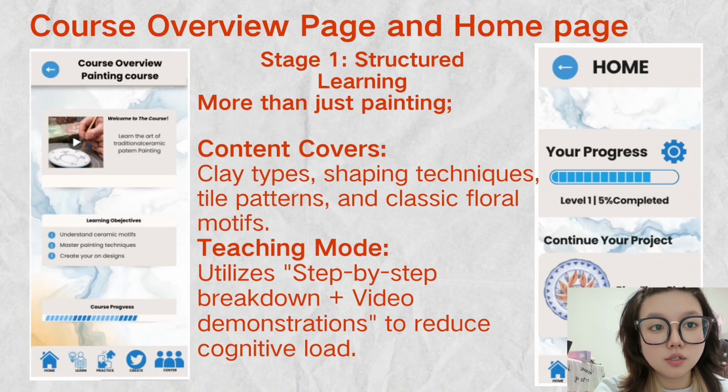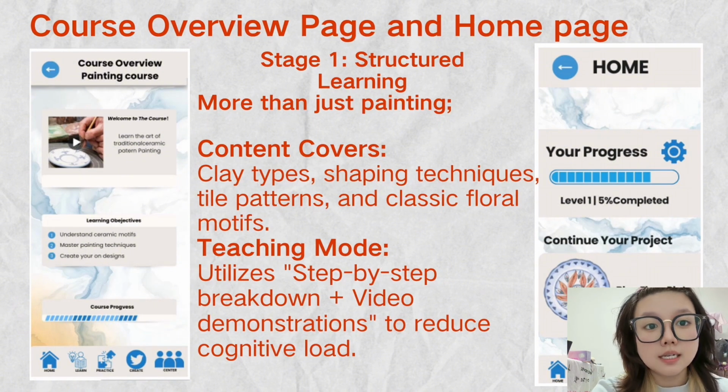After successful login, users land on the course overview page. The core of the page is clear learning objectives. You can see 3 key objectives listed on the screen: understanding ceramic motifs, mastering painting techniques, and creating your own design. This gives the learner a clear expectation of the journey ahead. The bottom navigation previews the feel, learn, practice, create flow, giving users a clear roadmap of their journey.